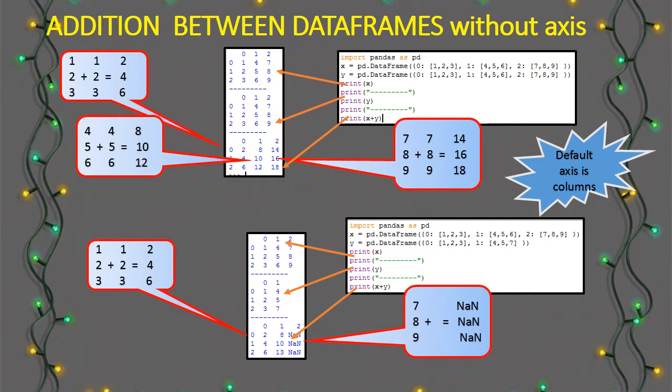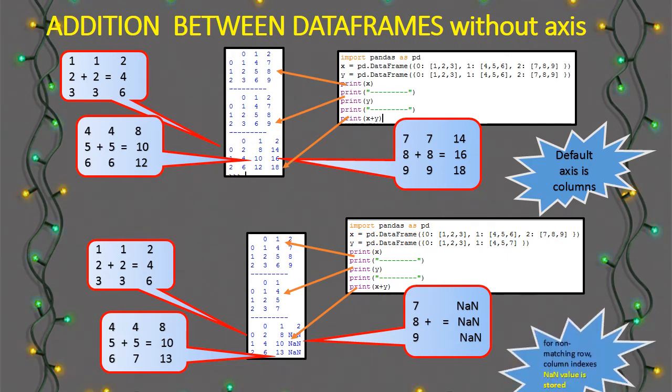So it displays 2, 4, 6, and next the first column 4, 5, 6 and 4, 5, 7 are also added and displayed, and then the third column. See, x contains the third column, label name 2, whose values are 7, 8, 9, but y doesn't contain the third column, so the result is not a number. So for unmatched columns in binary operations on data frames, the result is returned as not a number.